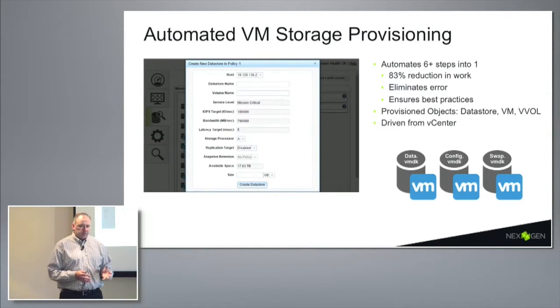A couple of things to go through as far as the types of things the administrator can do through this interface. We have automated virtual machine storage provisioning, and this goes for whether it's a datastore, a VM, or a virtual volume. You can do this all through a single interface. It takes the 6 or 7 steps an administrator would need to go through, from provisioning the LUN, configuring the access control, setting up all the iSCSI sessions and MPIO policies, and automates that down into one step.